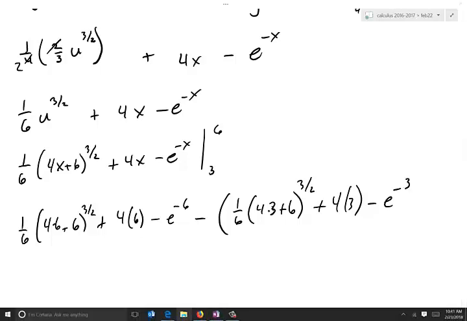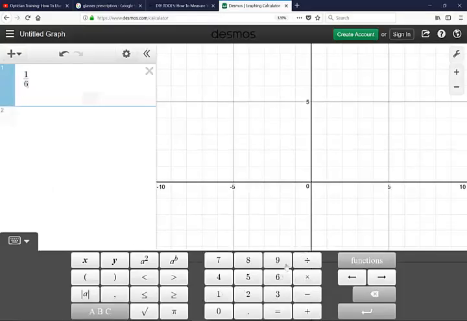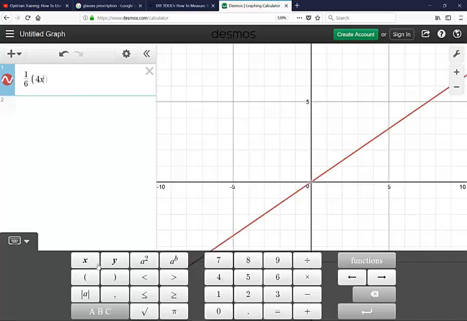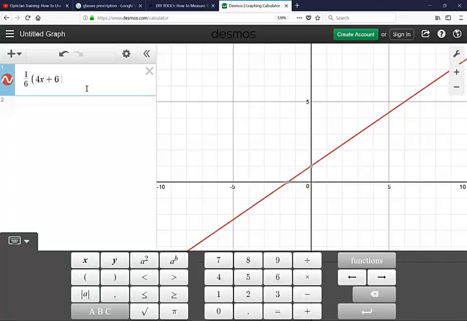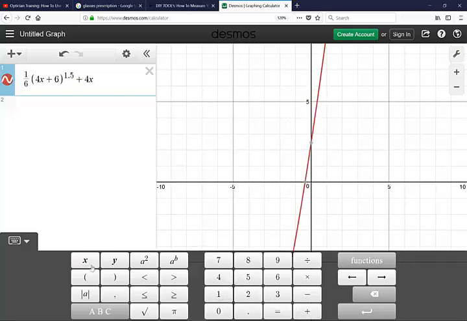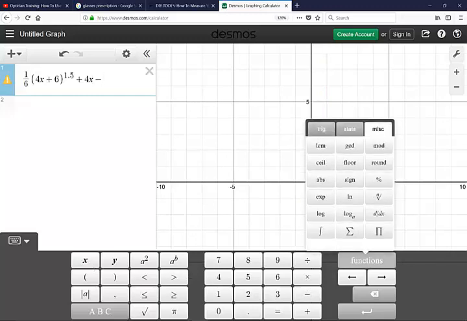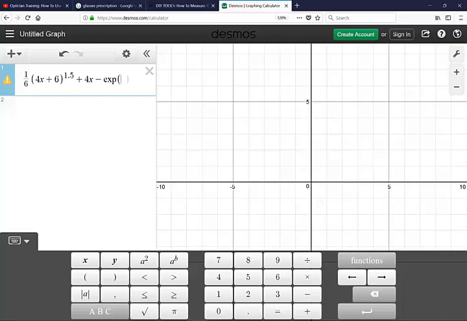Okay, and whoop up the old Desmos. And what was it? 4x plus 6 to the 1.5. And then what? Plus 4x minus e to the negative x. Minus what? Minus e to the negative x.